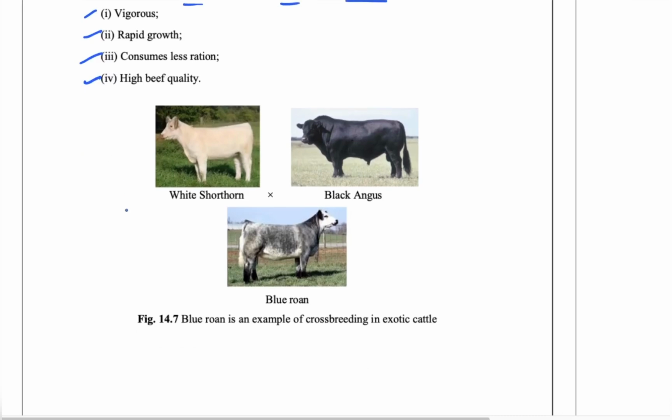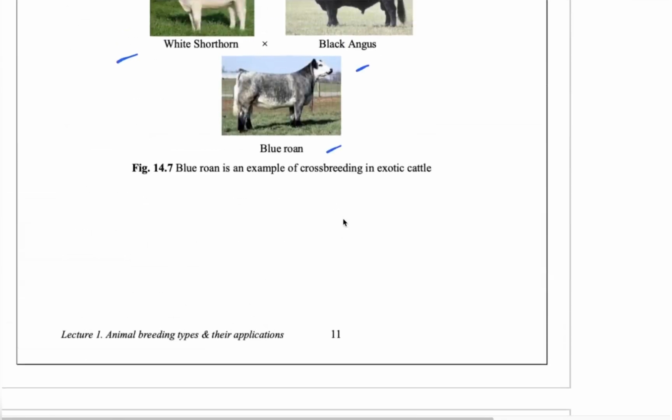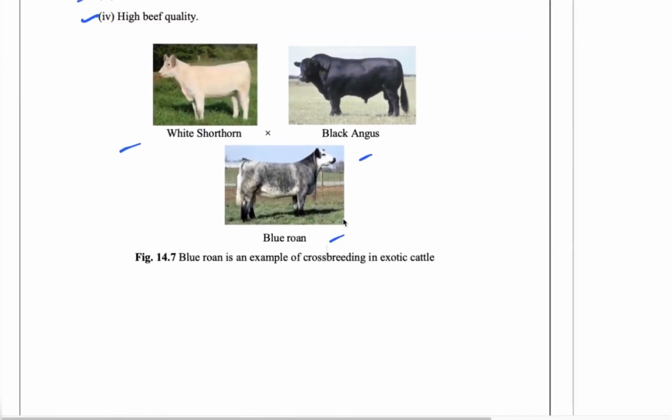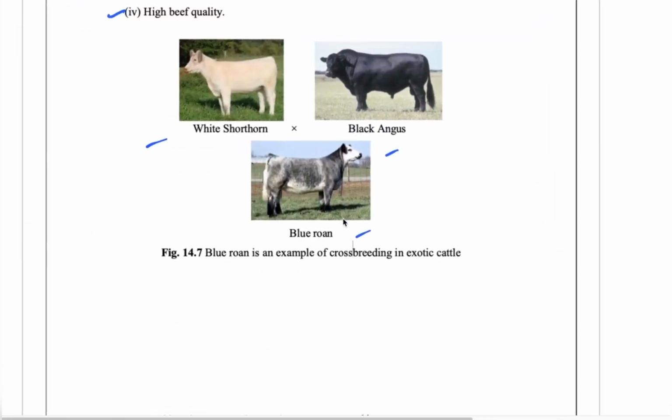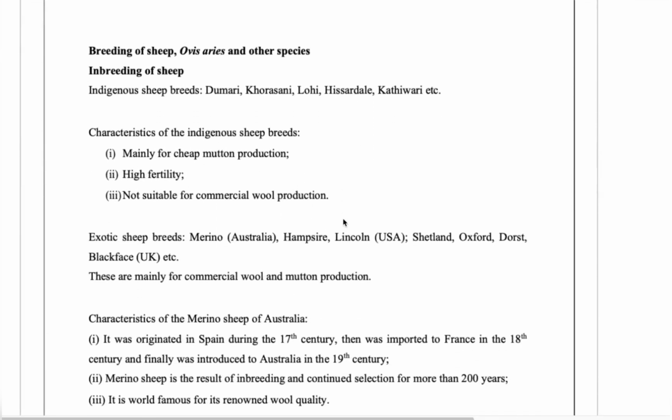Okay, so these are the pictures of the cattle that I have talked about. Then this is about the breeding of the cattle. So you should learn about more examples and list them in your notes, right? Next is the breeding of the sheep. Here the species is Ovis aries, and other species are there. So if you see inbreeding sheep breeds, they are Dumari, Khorasani, Lohi, Hisardale. Hisardale is very, very important.